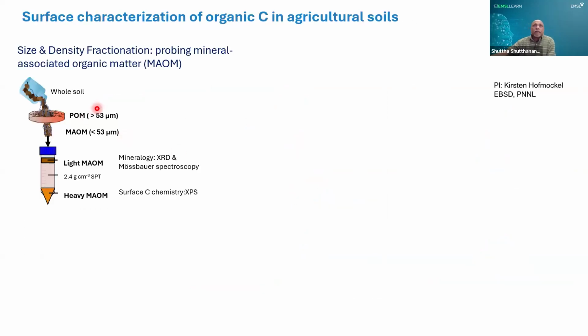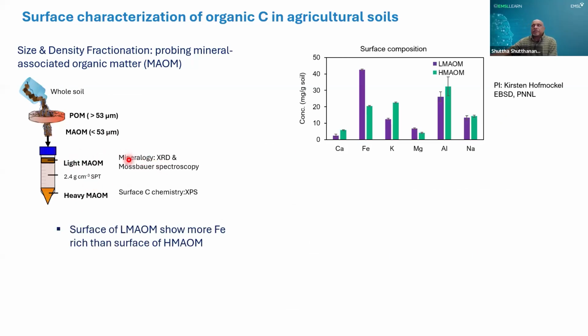In the second example, we separated the whole soil into 2 different fractions. One is above 53 micrometer, and the other is less than 53 micrometer. In the smaller fraction, we mainly have mineral associated organic matter. When filtered, they found 2 different kinds of mineral associated organic matter, a light colored one and a heavy colored one, and then we did XPS and some mineralogy on these 2 samples. So here is the surface composition.